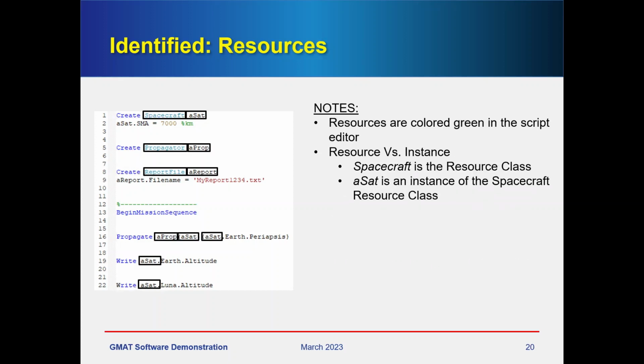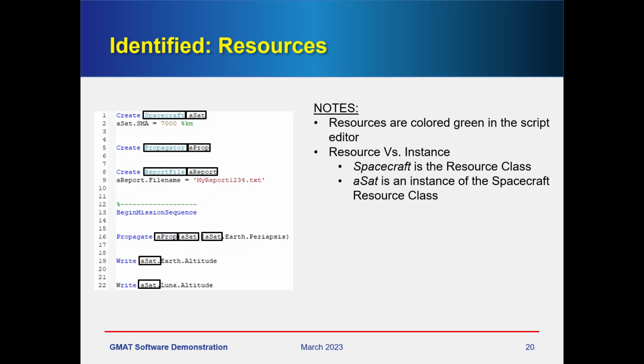In the initialization section, resources are identified by green text. On line 1, we see that we are creating an instance of the spacecraft resource called ASAT. To drive the concept home, ASAT will have all of the fields associated with the spacecraft resources class, and they will be initialized to the default values. Similarly, in line 5, we are creating an instance of the propagator resource called aprop, again with all the propagator fields set to their default values.